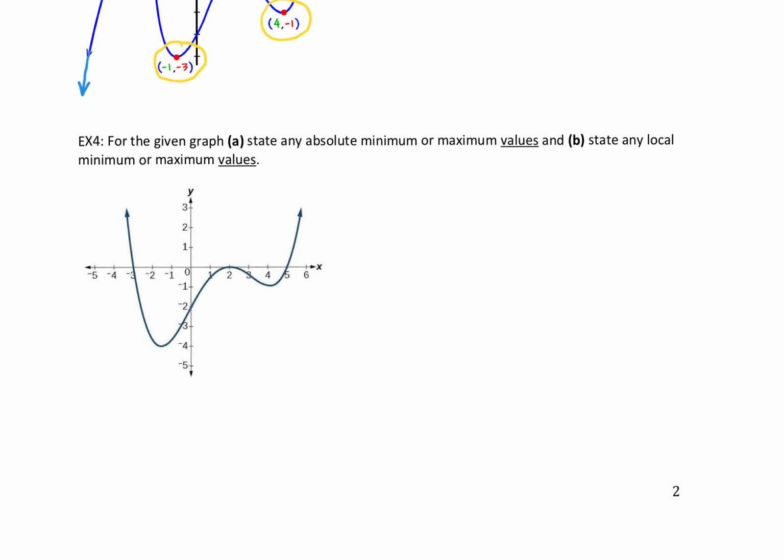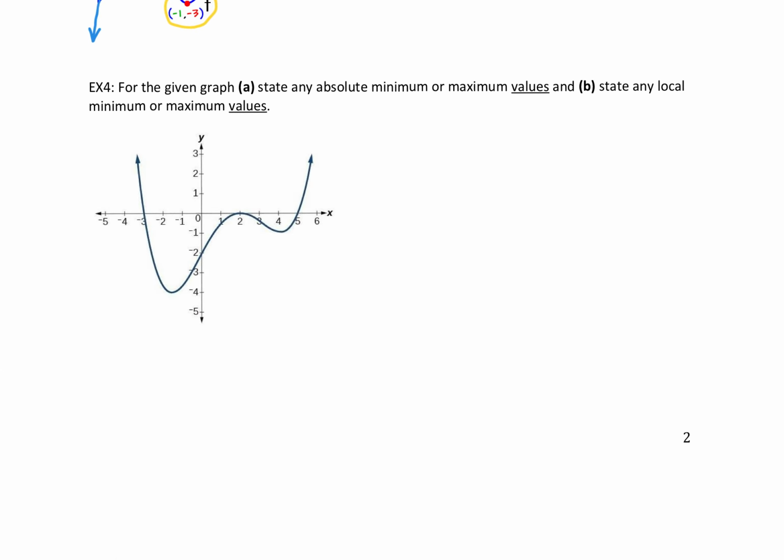In example 4, we're supposed to A, state any absolute minimum or maximum values, and B, state any local minimum or maximum values. So values here. And the difference is when you're asked to find a value, you only list the y value. You don't list the point.